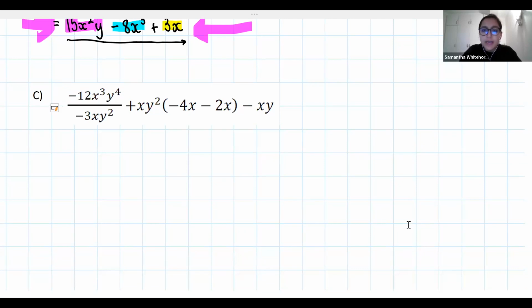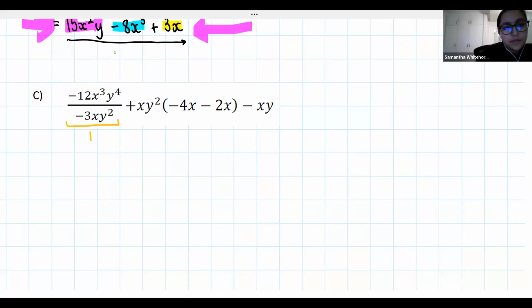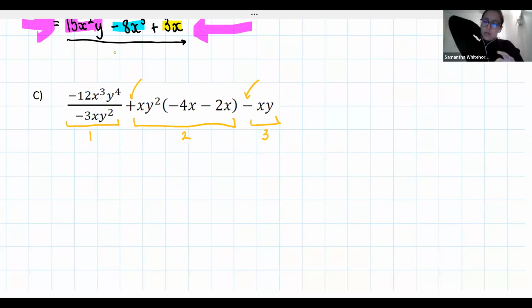Good. Okay, so we have got 3 terms. I'm going to identify them for you now. Our first term is the fraction. Here's our fraction. So first term, this plus sign is separating it from our second term, which is the xy squared times the bracket. And this minus sign is separating from the third term. So we've got 3 terms here.